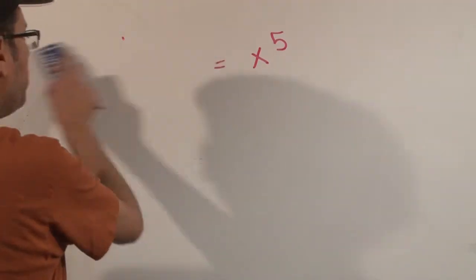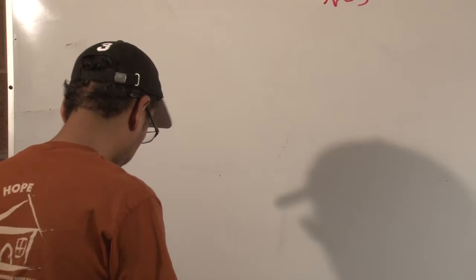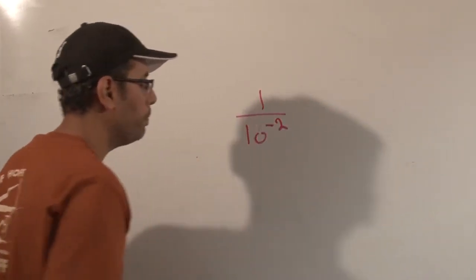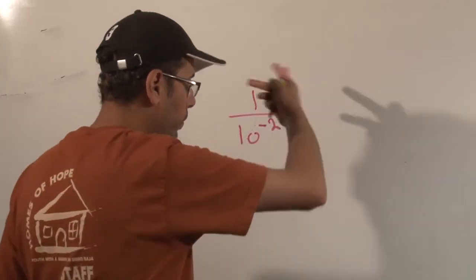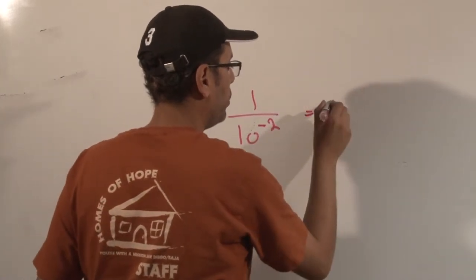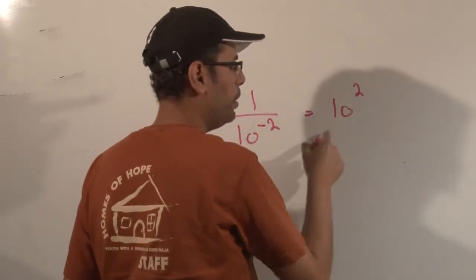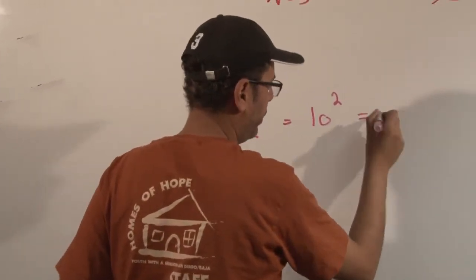Okay, so let me take an example for that. 1 over 10 power of negative 2. Take it up. So that would be 10 power of what? Power of 2. And what's 10 power of 2? It's 10 squared, which is 100.